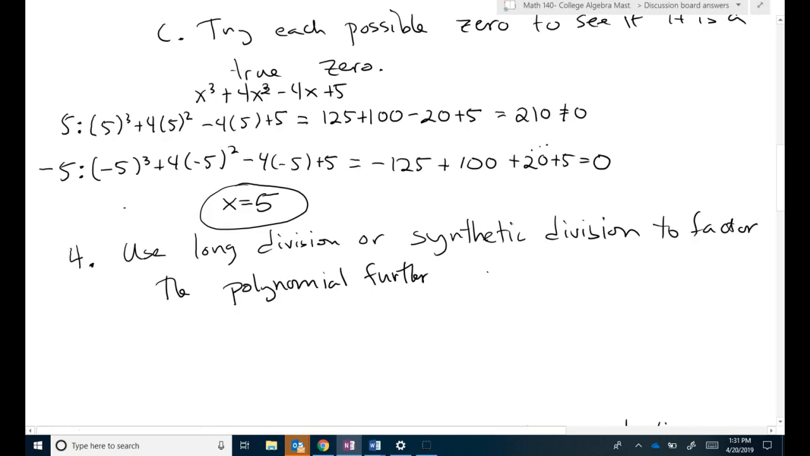Okay, so I'm now going to factor out x equals negative 5, not 5. For the purposes of this discussion, I'm going to use synthetic division. So I have negative 5 right here. That's my zero. Okay, and then the coefficients of the polynomial: 1, 4, negative 4, and 5.